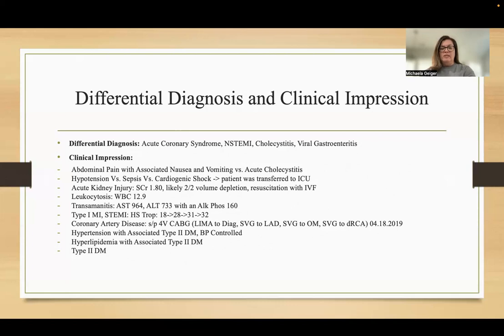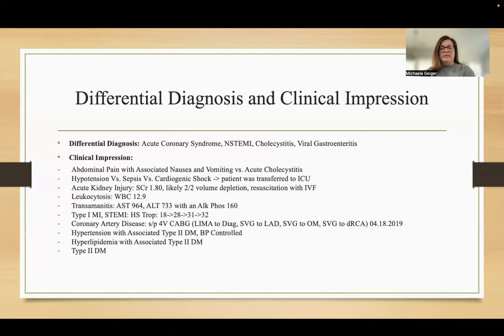He had acute kidney injury with a serum creatinine of 1.8, likely secondary to volume depletion. He was resuscitated with IV fluids. He had some leukocytosis. His WBC was 12.9 upon arrival to the ED. He had some transaminitis with an AST of 964, an ALT of 733, and an alk phos of 160. He ended up having some elevated troponins, where his high sensitivity troponin was 18 to 28 to 31 to 32.